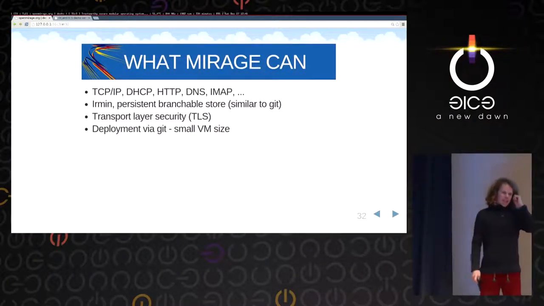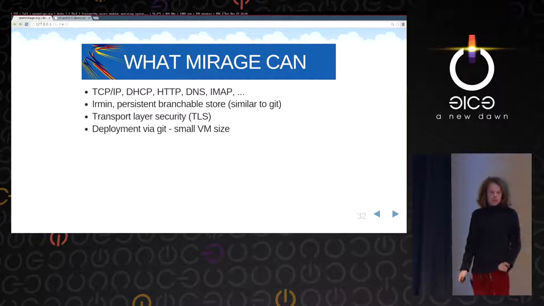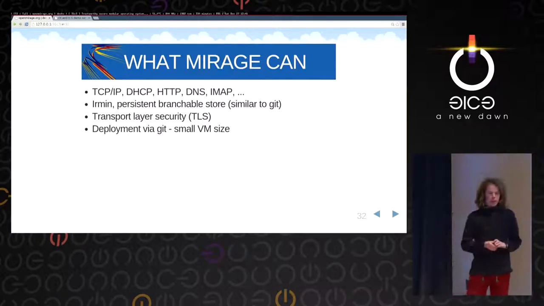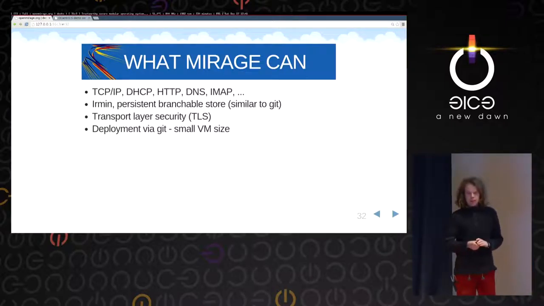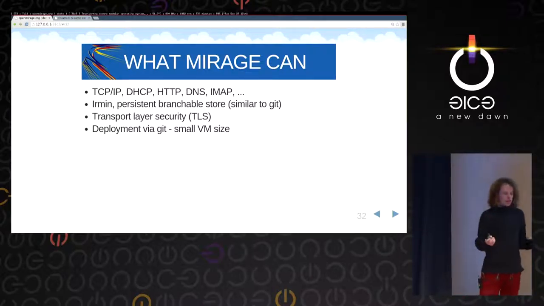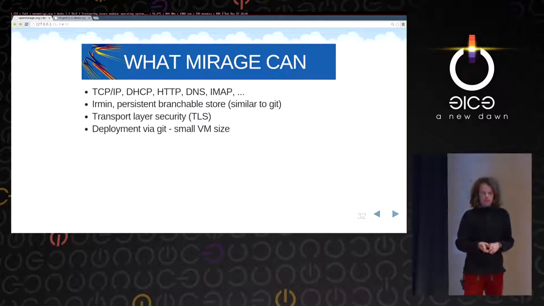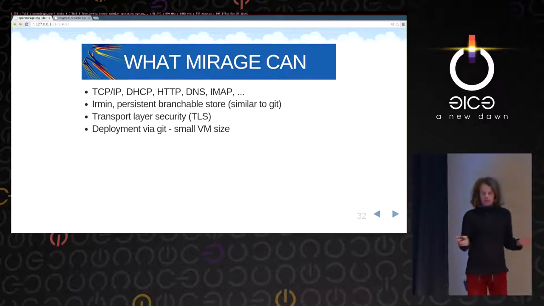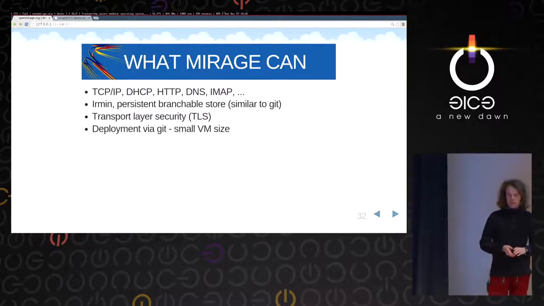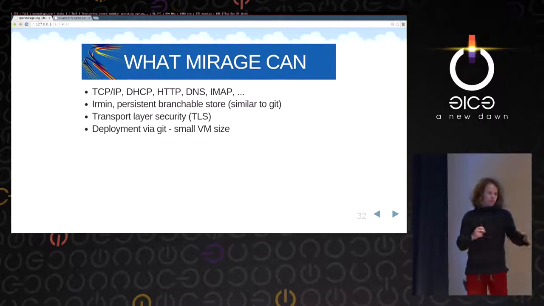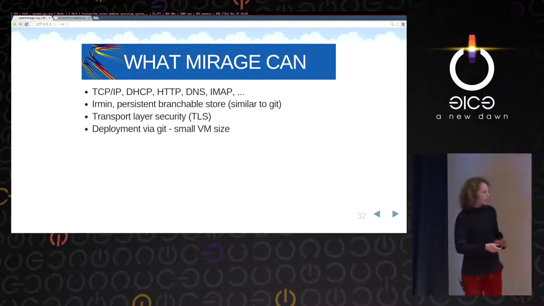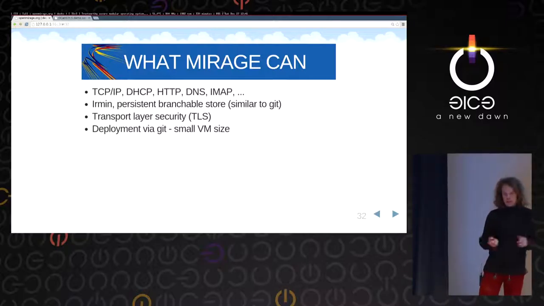So what can Mirage do? Well, we do have TCP/IP. We do have some basic protocols like DHCP, HTTP, DNS, IMAP. We have a solution for the storage. We have Irmin, which is a persistent branchable store, which is similar to Git, but completely implemented in OCaml and composable and has various backends, like in memory or on file system and so on.